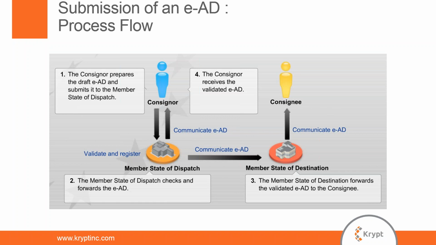The moment a draft electronic administrative document is sent across to the member state of dispatch, an acknowledgement will be sent back to the consignor that it has successfully received the electronic administrative document. That document then will be sent across to the member state of destination, and the member state of destination will send that data to the consignee. So now the consignee will know that they will be receiving the goods based on the electronic document they have received.